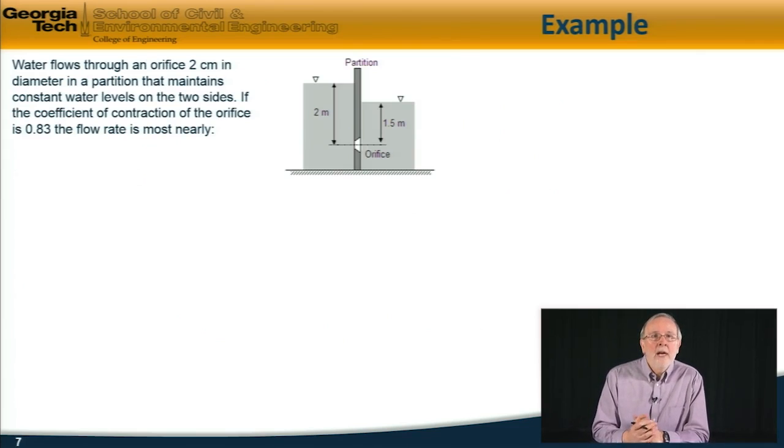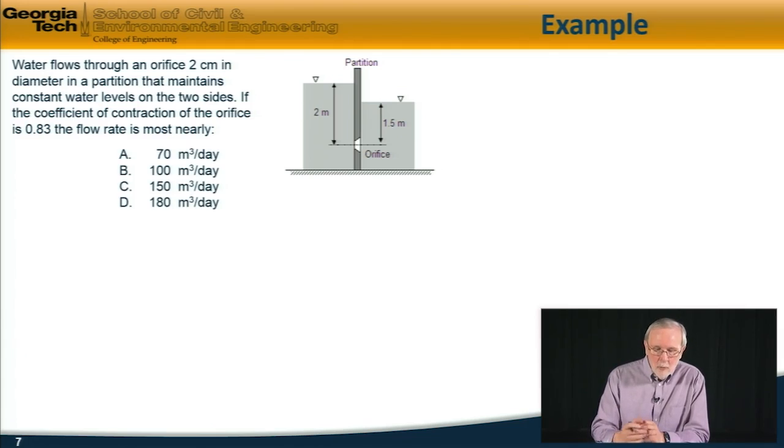Another example, we have water flowing through an orifice which is 2 centimeters in diameter through a partition which has an orifice meter. If the coefficient of contraction of the orifice is 0.83, the flow rate is most nearly which of these alternatives? So here's the solution.